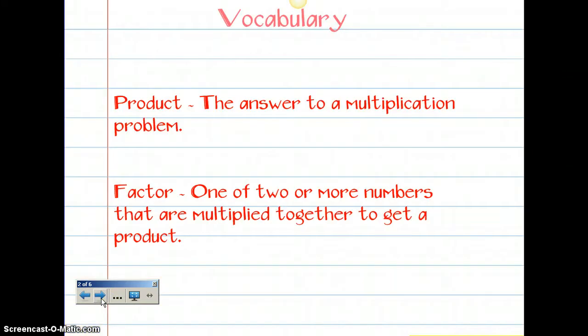Let's go through the vocabulary. I know some of this is vocabulary that we've done before, but I feel like it's important to review it. Product. The product is the answer to a multiplication problem. Factor. A factor is one of two or more numbers that are multiplied together to get a product. So the numbers you multiply together are the factors. And when you multiply those, you get an answer, and that is the product.